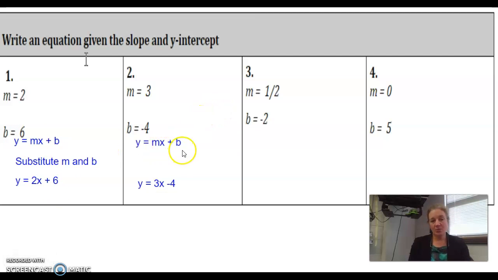Over here, y equals mx plus b. If I put in 3 for m, and negative 4 for b, I end up with this. So now you're going to do these next two on your own. Okay, put the number in for m, and the number in for b.